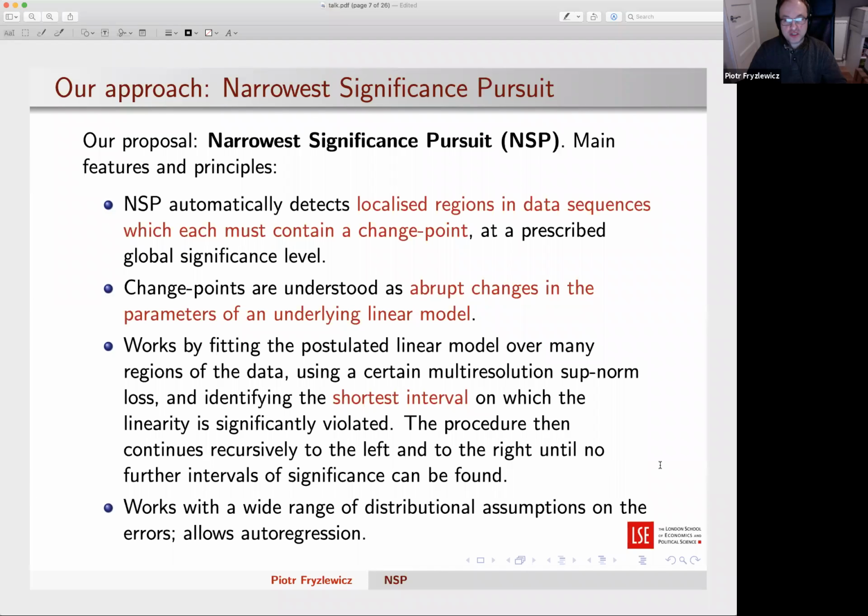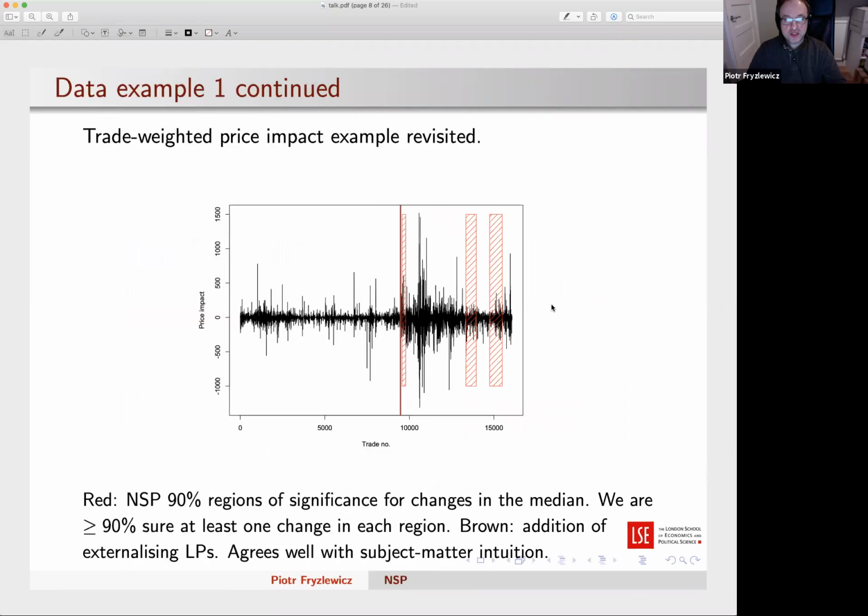And to introduce it briefly, it works with a wide range of distributional assumptions on the errors, and it also allows autoregression in my data. So it's a pretty generic approach. And just to give you an illustrated example, it's not an example of how the method works, it's an example of the output. This is what it does to my data from the first example.